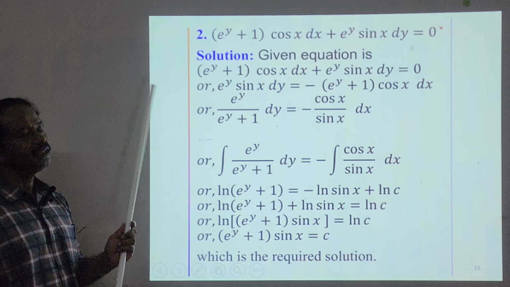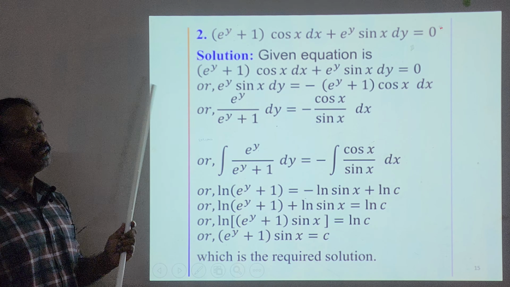Similarly, you just separate this one and this one. You can write this as x divided by 1 plus x squared, multiply and divide by 2, you will get this. Again, when we differentiate, you will get 2x here. So that's the reason that we multiply and divide by 2.